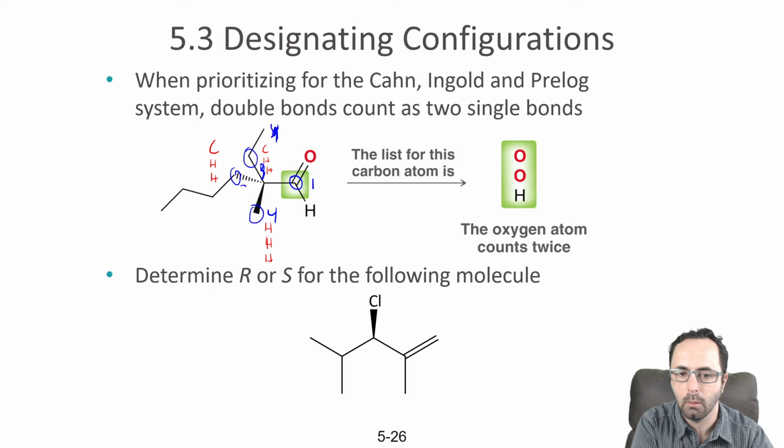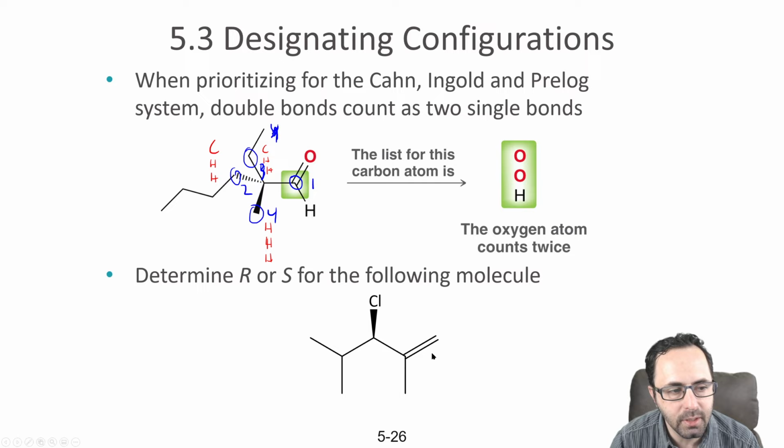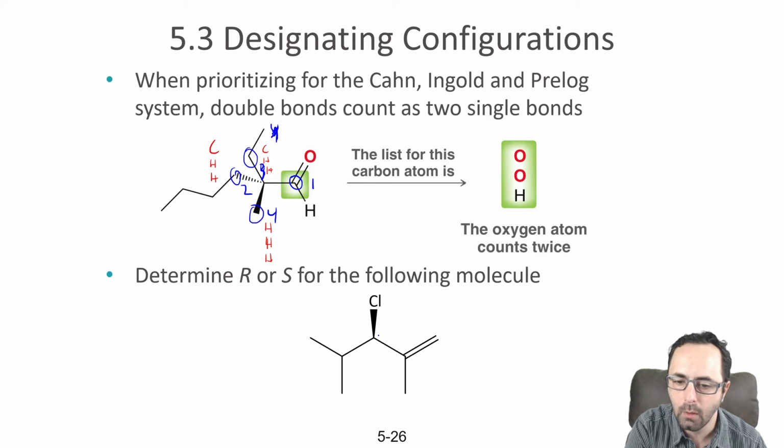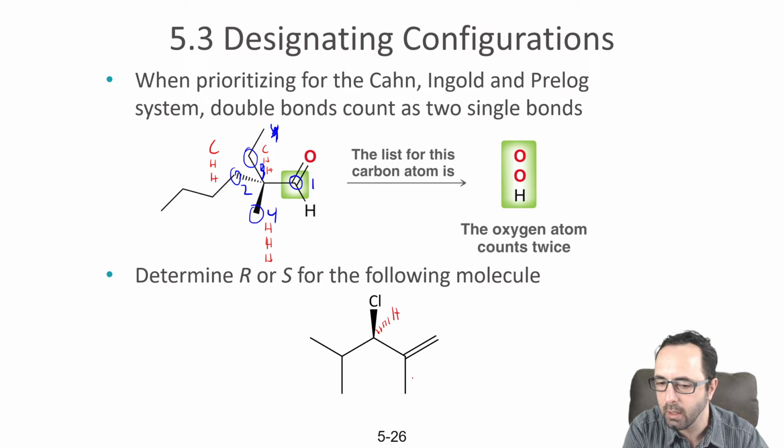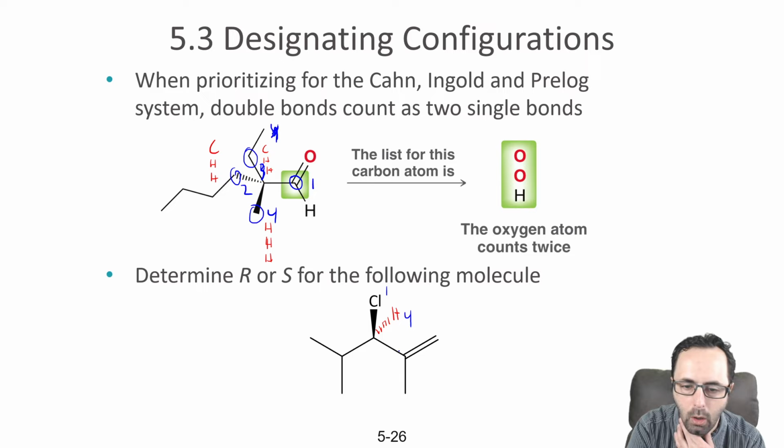Here's another example. Again, if you want to try it yourself before you see me do it, please go on ahead. We're going to designate RS here. So here, luckily, we've got the fortunate situation where the hydrogen is going to be on the dash. So we're not going to have to do any swapping or switching. We just have to prioritize these. So clearly, the hydrogen is going to be number four. The chlorine with atomic number 17 will be number one. And then we're going to have to decide between these two.